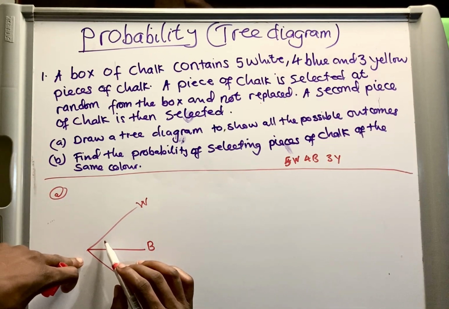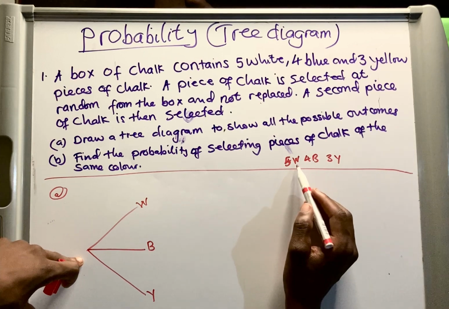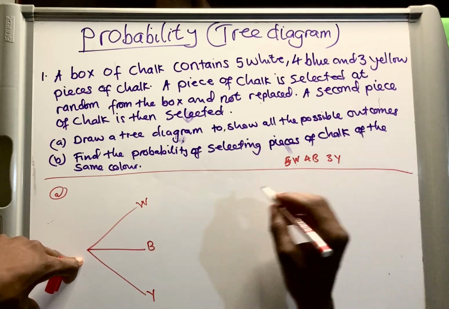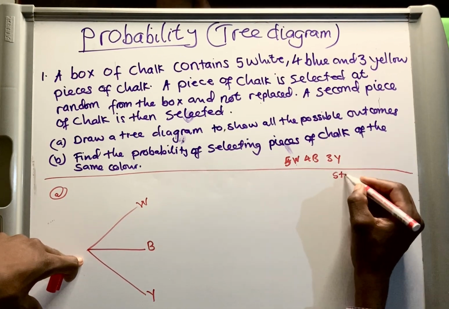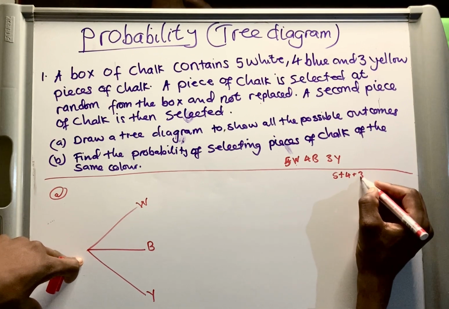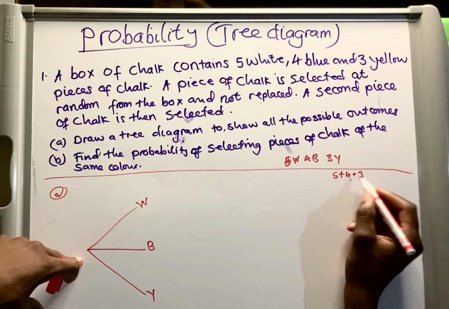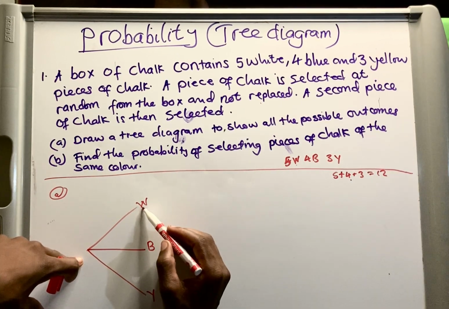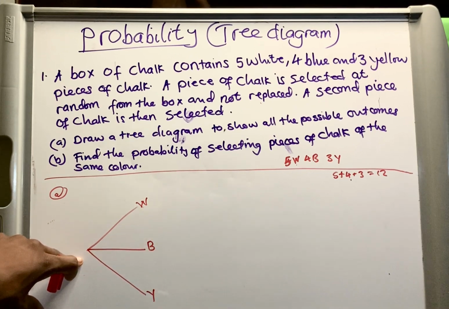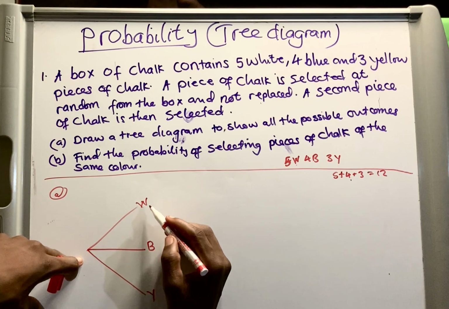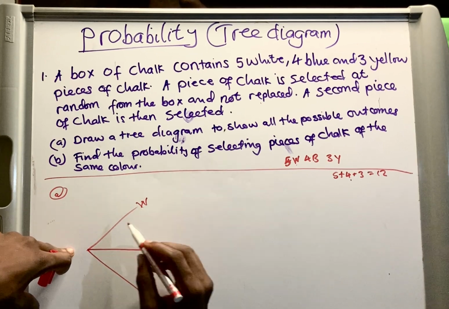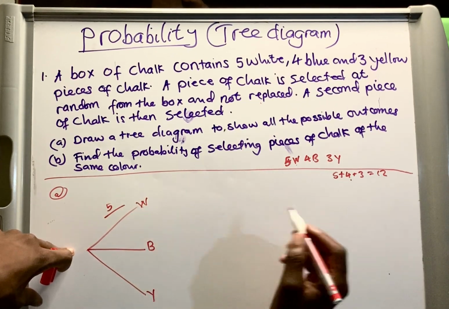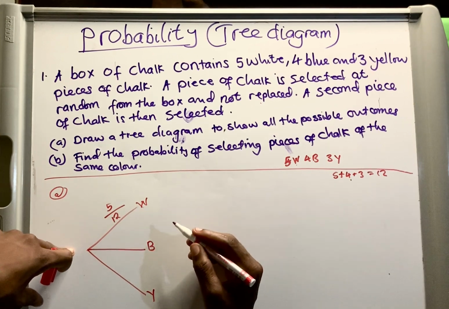The first line is showing that a white chalk was picked first. So what is the probability? Before writing, find the total. We have 5 plus 4 plus 3, which gives us 12 altogether. So the first part where there is W for white represents that the first chalk picked is white. So probability of picking white: how many white chalk were there? We have 5 white over the total number of chalk in the box, which is 12. This is the first selection.